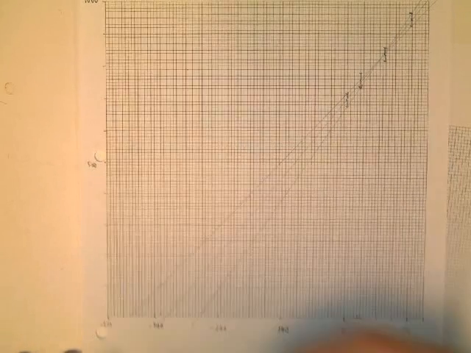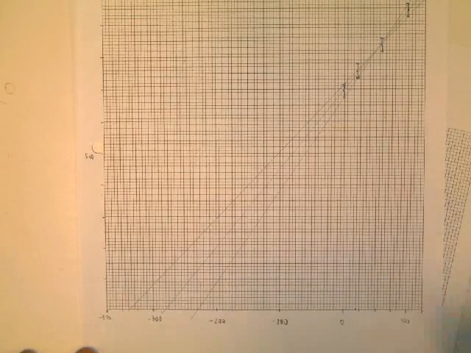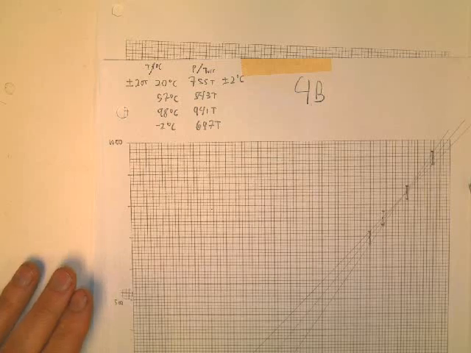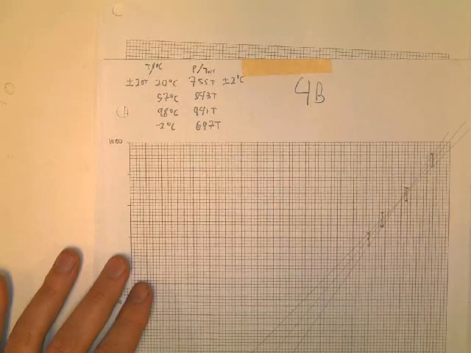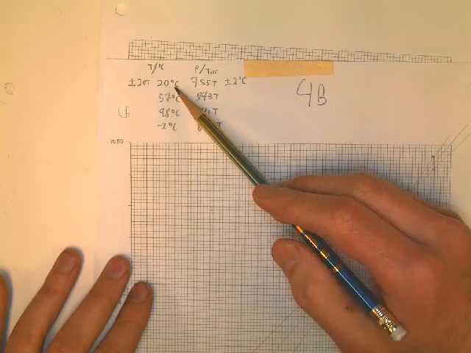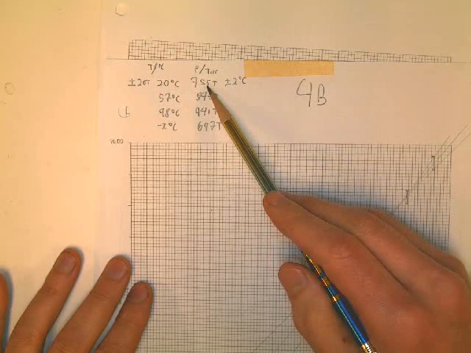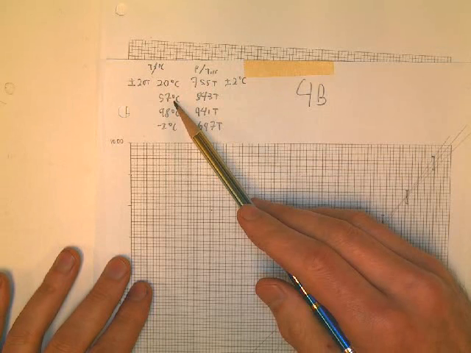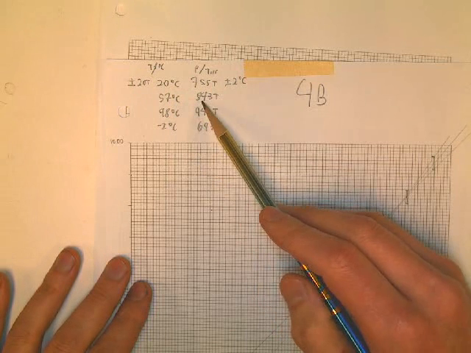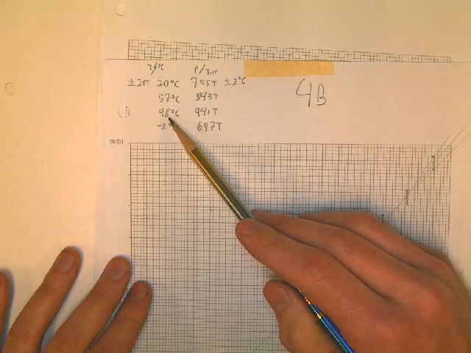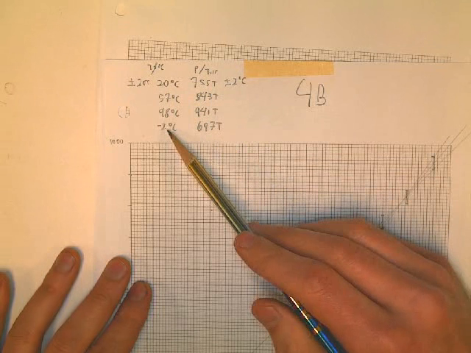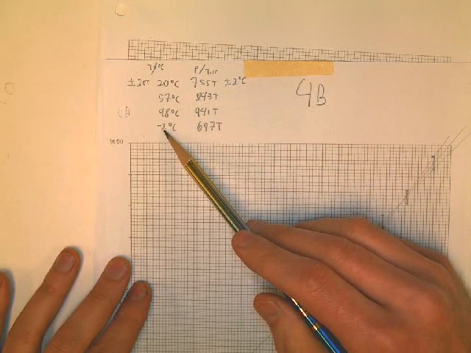Okay, so here's the data that we got. At 20 degrees Celsius, which is room temperature, we got 755 torr. At 57, the temperature of the hot tap water, we got 843 torr. At boiling water, which apparently our thermometer's off a little bit, it was 98 degrees Celsius. That was 941 torr. And then the ice bath, the thermometer said it was minus 2 degrees Celsius. Again, that's got to be a little bit off, right? That was 697 torr.